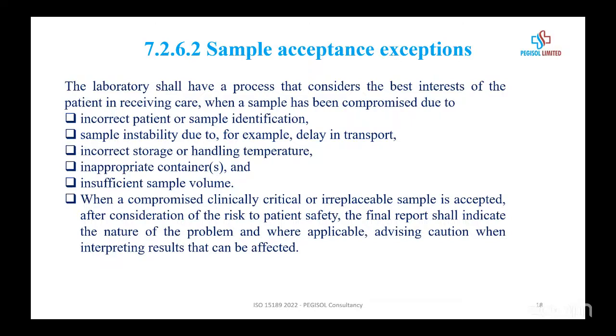When a sample with compromised clinical criteria or an irreplaceable sample is accepted, let's say, for example, a sample is collected, say a CSF sample, and maybe there are one or two mistakes. Now you say, okay, because of the health condition of the patient, or because of the safety, or because of one or two things, the lab is deciding to accept that sample. The final report, that means your result now, shall indicate the kind of problem and, where applicable, that the result should be used with caution when interpreting the result, because some of those things can affect the sample.